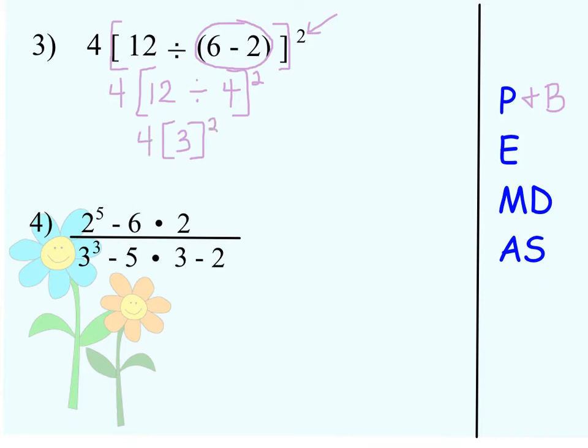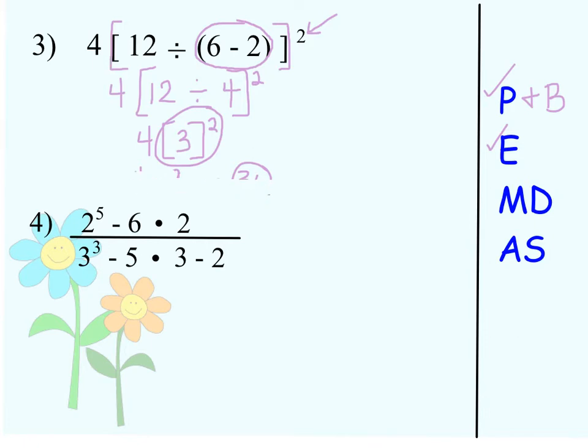Now, inside the brackets, there's not actually a problem to solve, which means that we're done with the first step, and now we go on to the second step, which is exponents. 3 to the second power is 9, and then since the 4 is right next to the bracket, that means multiply. 4 times 9 is 36. Nice job.